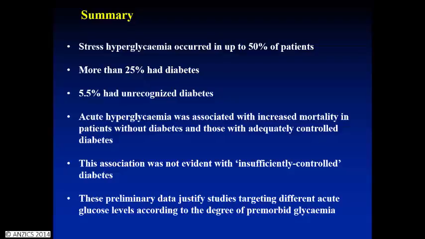So these preliminary data certainly justify studies to target different acute glucose levels according to the degree of a patient's premorbid glycaemia. At the moment, all comers are targeted to the same blood glucose threshold, so 6 to 10 in our ICU, whether they're normoglycemic, newly diagnosed type 1 diabetics, newly diagnosed type 2 diabetics, or have been diabetic for decades and run blood glucoses in the 20s. And I think that that hypothesis now needs to be prospectively tested.